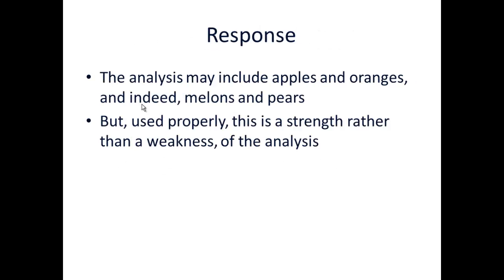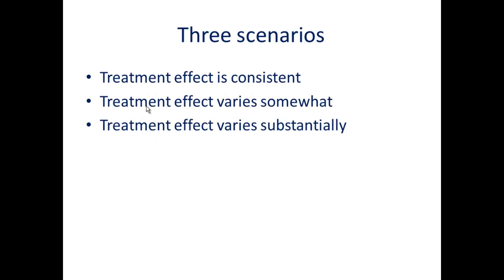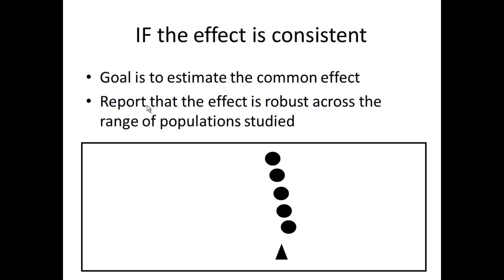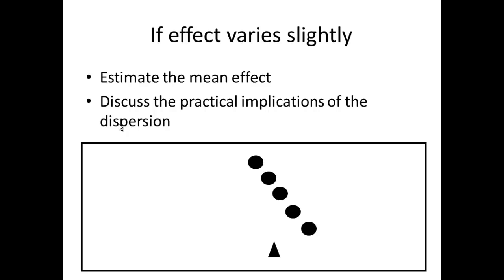And I think I mentioned yesterday that Julian Higgins said, oh yeah, the analysis may include apples and oranges and indeed melons and pears. But used properly, the fact that you have this diversity of studies is actually a strength rather than a weakness of the analysis. What I would say is that if you look at all the studies, it might turn out that the effect size is very consistent from one study to the next, in which case you can conclude that the effect size is robust within this universe of studies, however you've defined that. Or it might turn out that there's moderate variation, in which case, let's say that over here the risk ratio varies from 1.15 to 1.25.